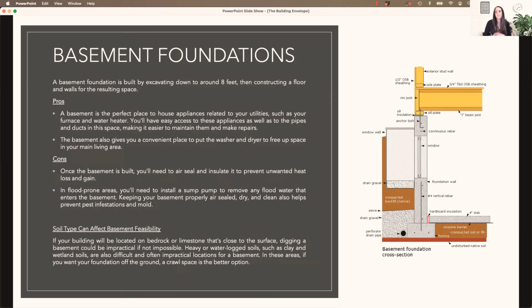And again, soil can really affect whether or not you can have a basement. Also, if you're working on a project where you're adding a basement or it's a new construction and there's a basement and you want to have bedroom spaces in a basement, they need to have an exit window. You need to have an escape route if there are going to be inhabited sleeping areas in a basement.